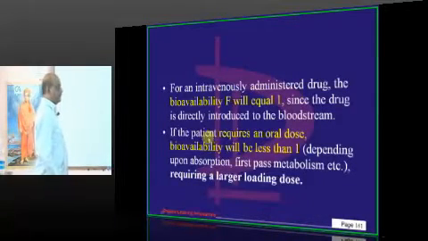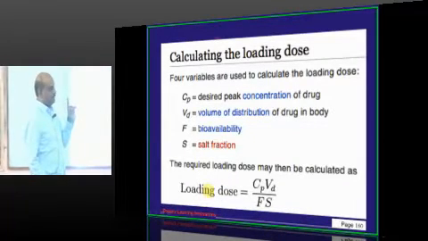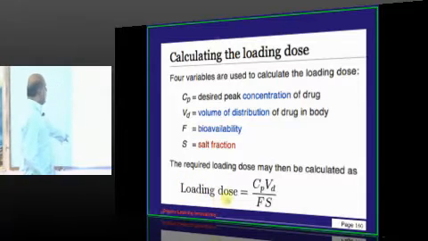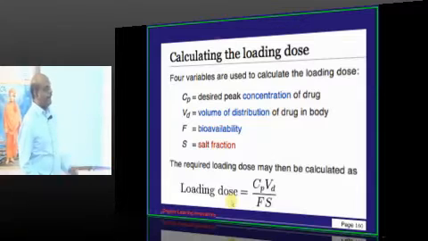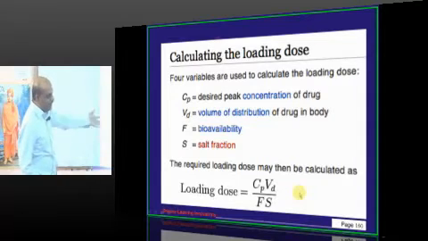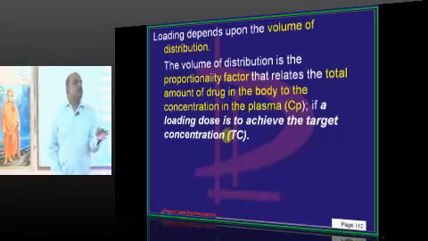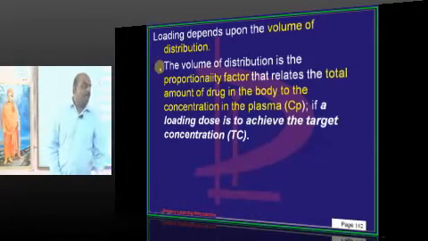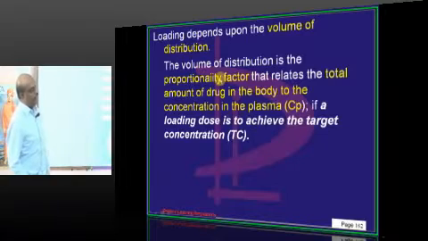Now doctor, if you intravenously administer a drug, how much is the bioavailability? 1. So then what is the only factor that decides the loading dose for an intravenously administered drug with a long half-life? Since F is equal to 1, Cp into Vd only will decide. Peak concentration in plasma into volume of distribution is the only deciding factor. A common MCQ asked in exams is: loading dose is dependent on what important factor? Volume of distribution is what you need to remember, doctor.